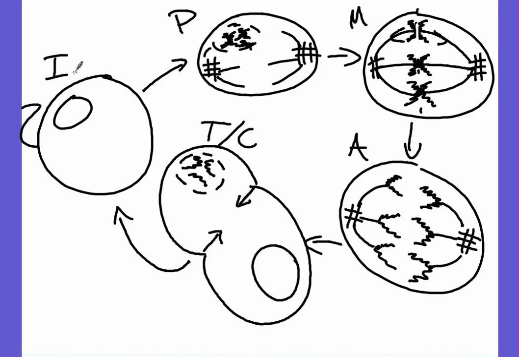Remember, this one over here is our interphase. It'll stay in interphase for a long period of time, but eventually that cell is going to be big enough again that it needs to divide again. So you'll enter mitosis and go through the whole process again. Prophase, metaphase, anaphase, telophase. But you need these 4 pictures in your notes so that you can identify those different phases later.